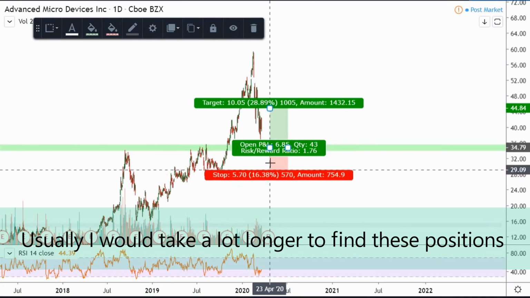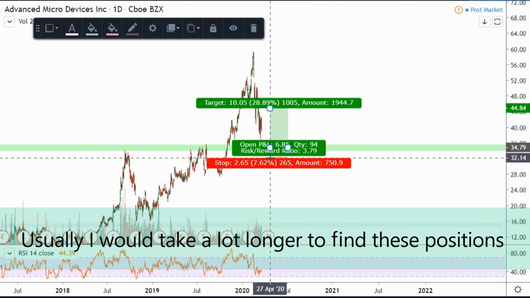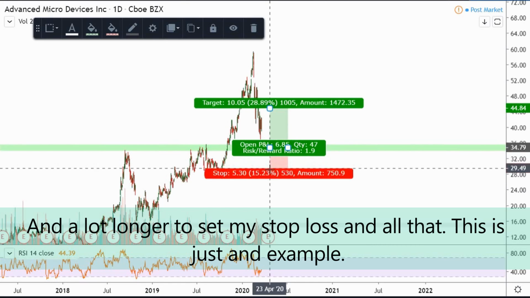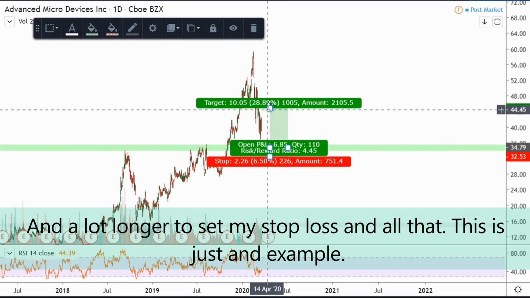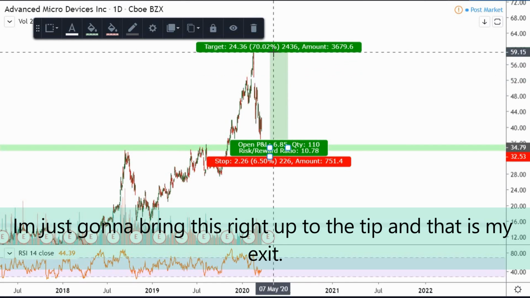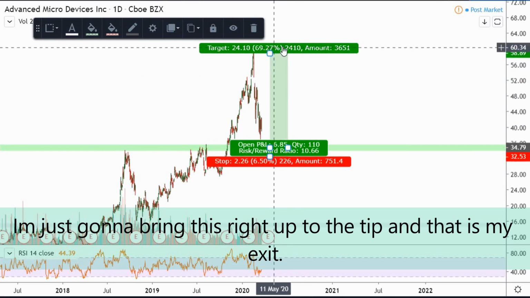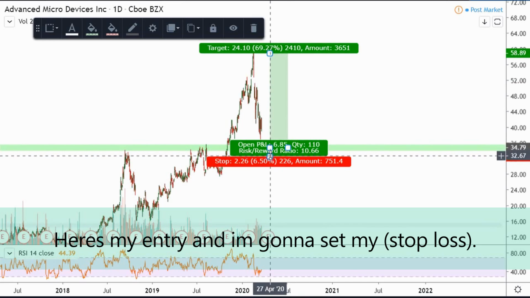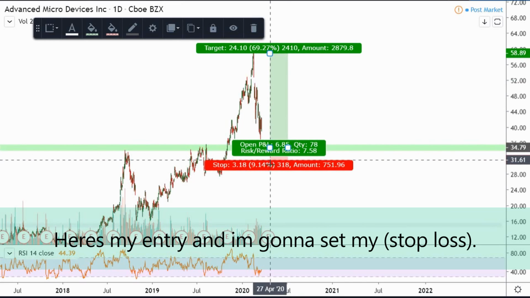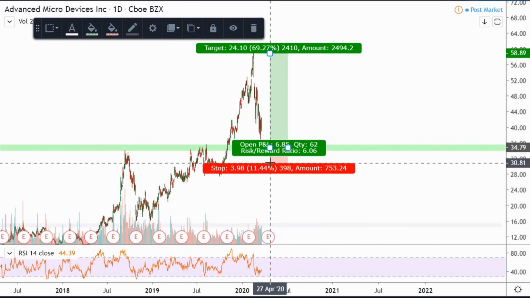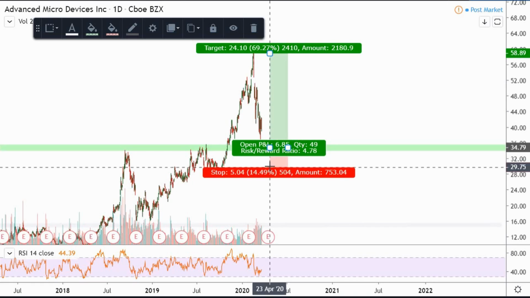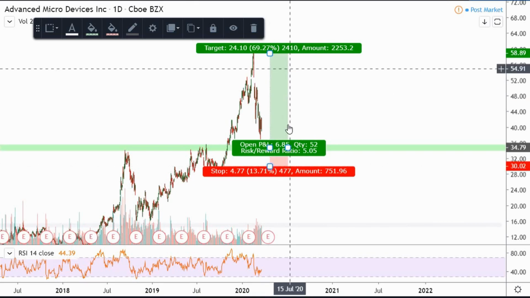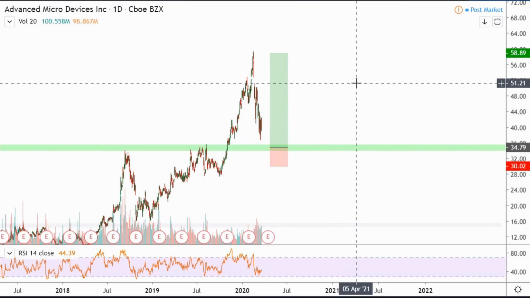And usually I would take a lot longer to find these positions and set my stop loss and all that. But this is just an example. So I'm going to bring this right up to the tip here. That's my exit. There's my entry, and I'm going to set my profit and loss or risk to reward ratio. That's right there. So there's my risk to reward. That's fine.